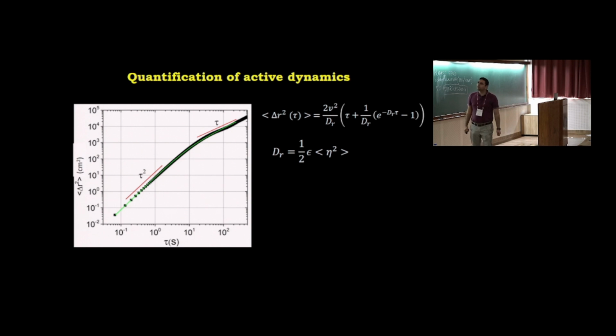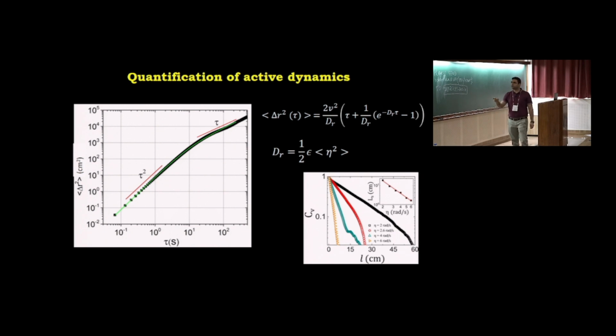And when we do quantifications of this mean square displacement, we see that it shows an excellent fit with the theory, which we do with our collaborators. And we also look at things like the velocity autocorrelation function, which falls exponentially as expected.